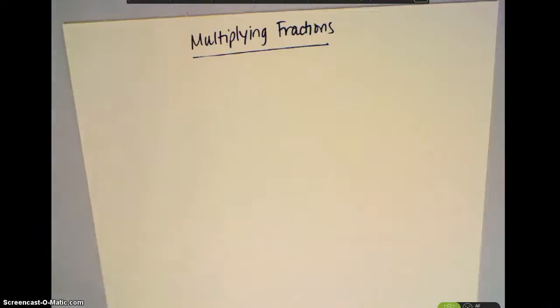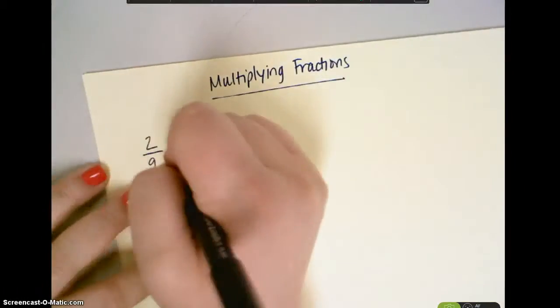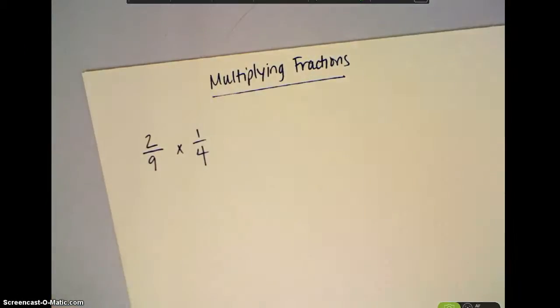So we're going to go ahead and go over multiplying fractions. Again, we will do just a regular fraction multiplication problem, and then I'll do one with mixed numbers. So the first problem we're going to do is going to be 2/9 times 1/4. These ones I tend to write horizontally because we will just multiply horizontally.